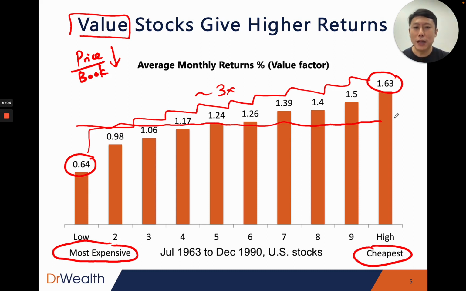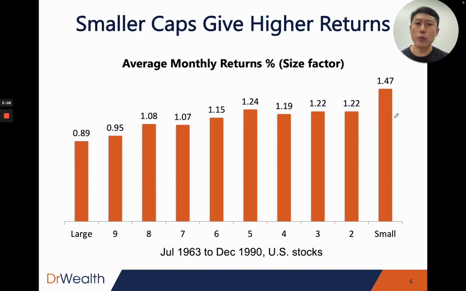So that was how value was discovered. And then they went on to discover size, and they found that if you arrange the stocks from the largest market cap to the smallest market cap, the smallest group delivers higher return than the largest cap group. Right? So this is the size factor that we talked about just now. So this is how factors research is done, right?